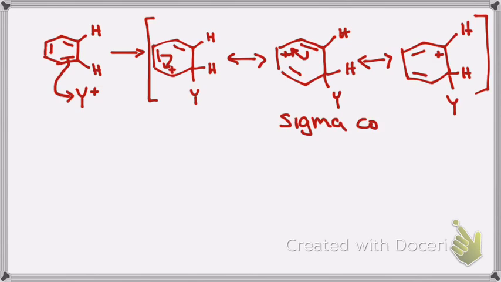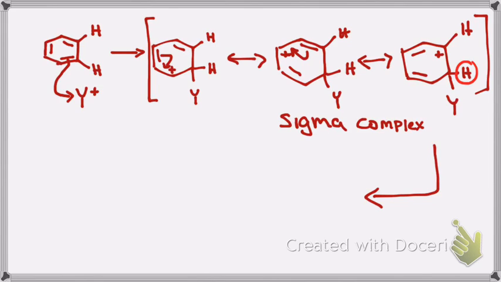I'm writing too fast now. And this is an important structure to know how to draw because it's going to explain a lot about reactivity later. So you just get in the habit of doing this. But at this point, with the structure the way it looks, a base can come in and remove a proton. The proton it removes is this one.